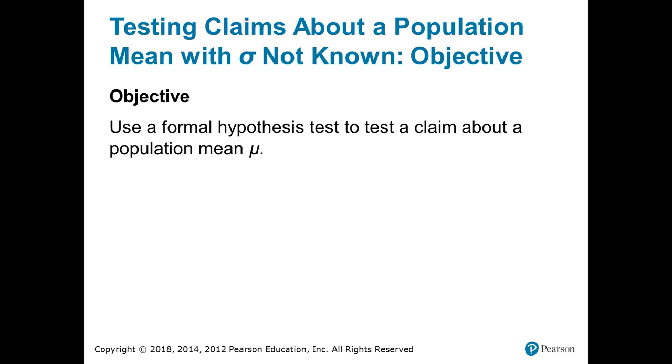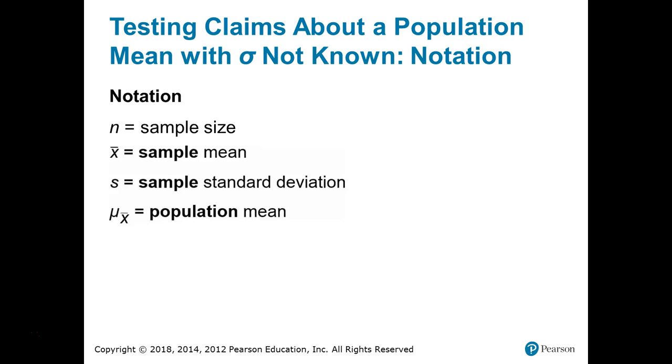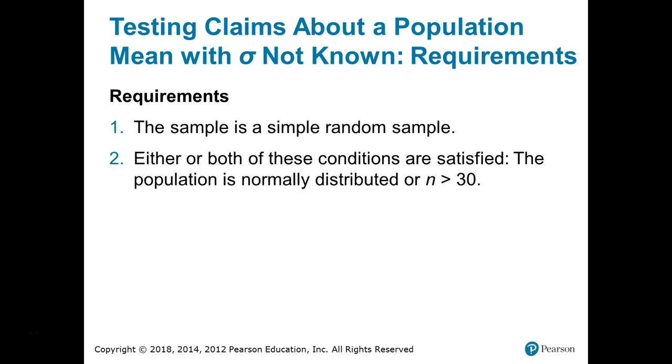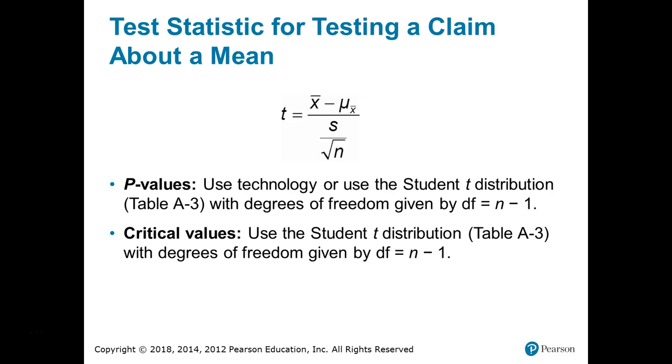So the objective: use a formal hypothesis test to test a claim about the population mean mu. That's our goal. Notation again is we have n equals the sample size, x bar is our sample mean, the mean of the sample we're looking at, s is the sample standard deviation, and then mu is the population mean. Our requirements: the sample is a simple random sample, meaning we have good data. Two, either or both of these conditions are satisfied. It either must be normally distributed or n is greater than 30.